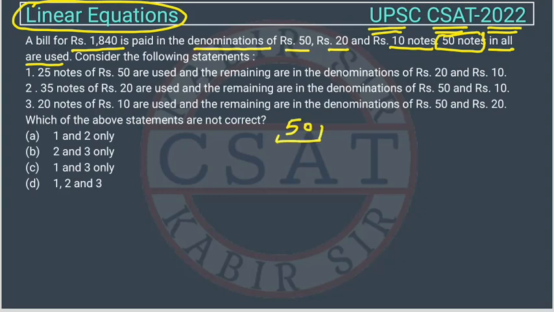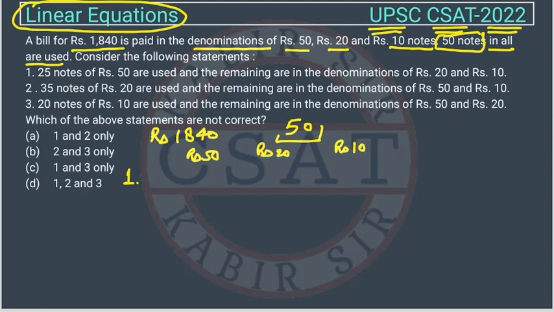Right. So consider the following statements. They have given 3 statements. And the total amount they paid is 1840. The question is asking how they paid that amount. So we will check one by one. Let's take the first. Let's suppose this is rupees 50, this is rupees 20 and this is rupees 10.